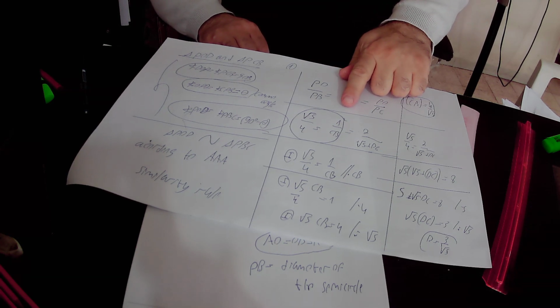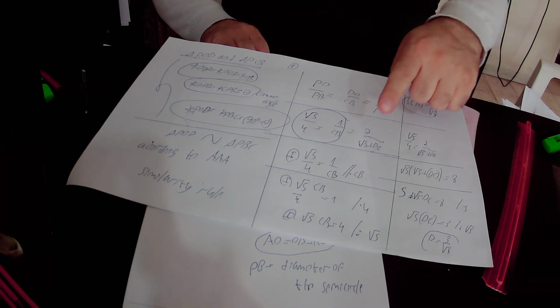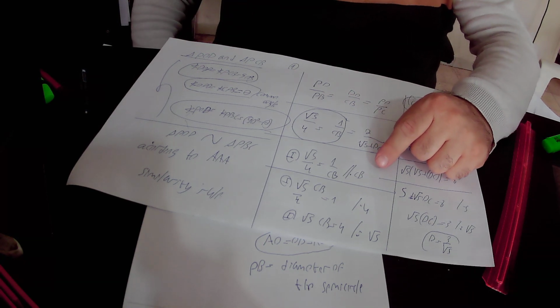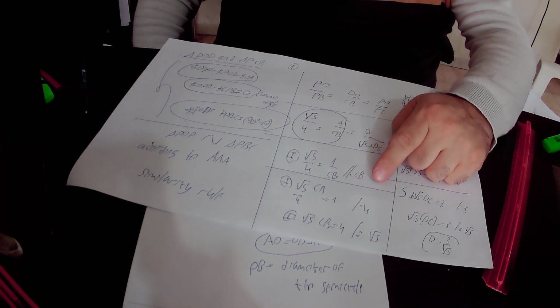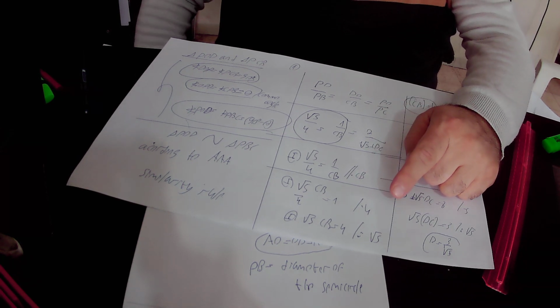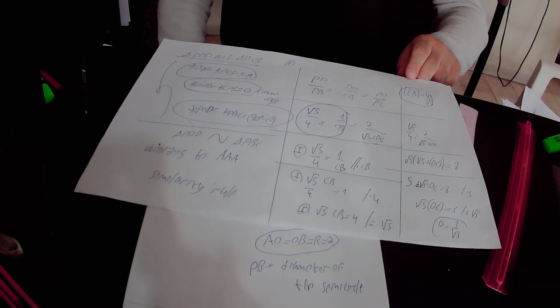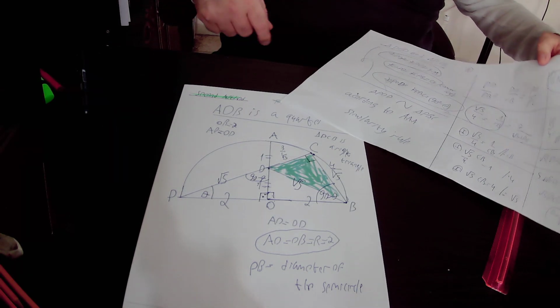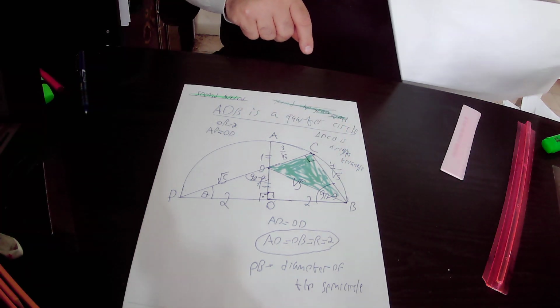So, from this long equation, we derive this equation, that square root of 5 over 4 equals 1 over CB. We multiplied this equation by CB and found out that CB times square root of 5 over 4 equals 1. We multiplied this equation by 4 and found out that square root of 5 times CB equals 4. We divided this equation by square root of 5 and found out that CB equals 4 over square root of 5. Here, CB equals 4 over square root of 5 units. Okay?